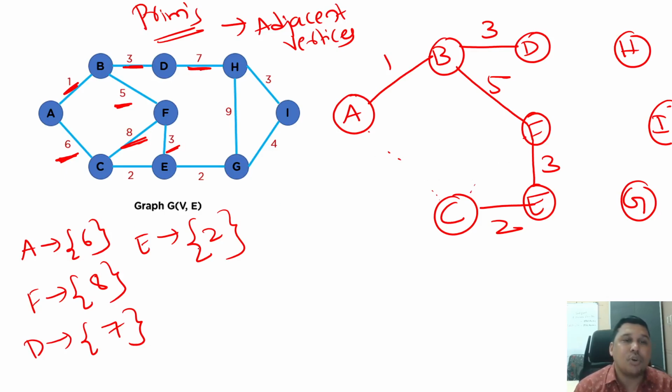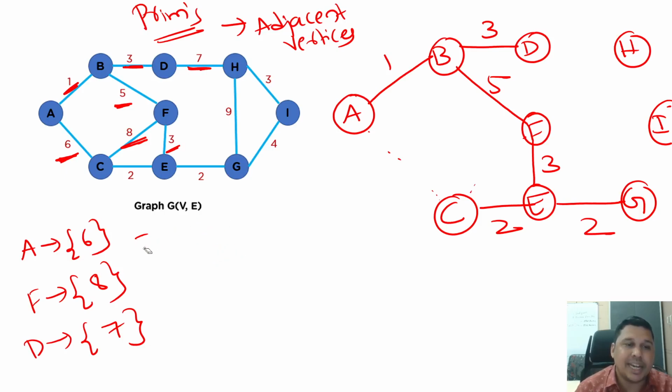Now among this leftover, which one is the smallest one? 2 is the smallest one. That is from E to G. Let me put 2. Now we got a new, so this 2 is also gone now. So complete edge E is removed. Now you have the edge G.